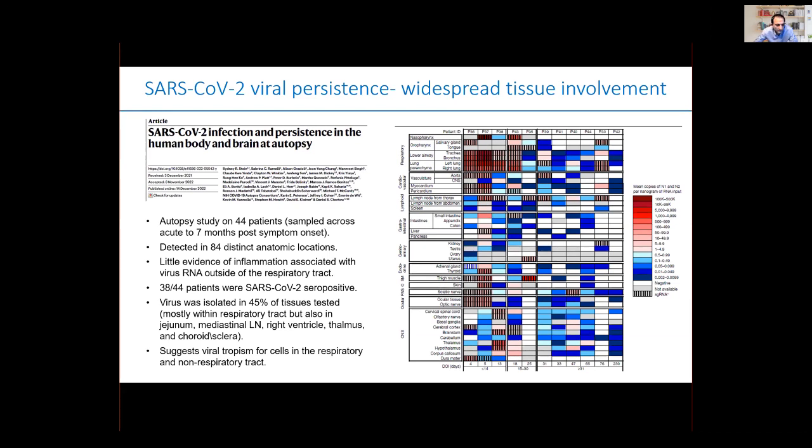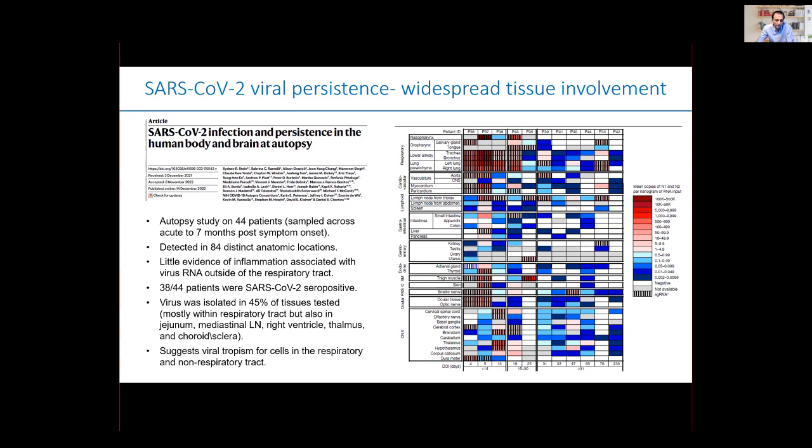And this viral presence, or at least the RNA presence, appeared to not be associated with inflammation, which I think tells us something about how the virus persists and how it's able to suppress that inflammation during its phase of persistence. And most importantly, the piece of information that was surprising to me is that they were able to isolate the virus from about 45% of the tissues that were tested.